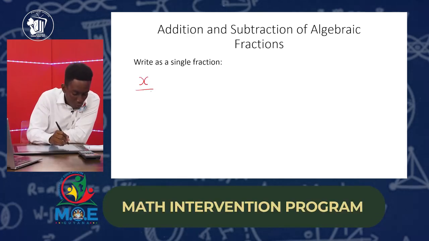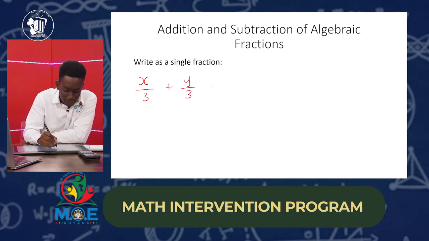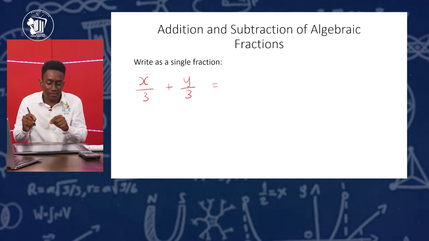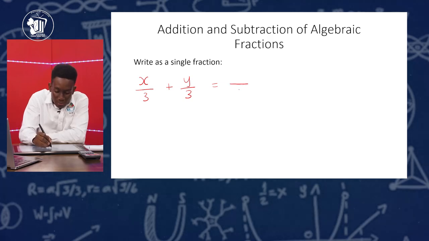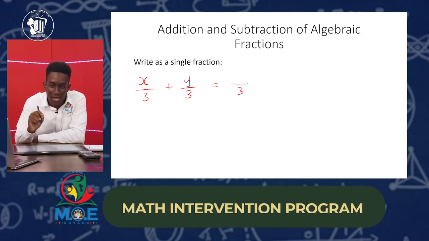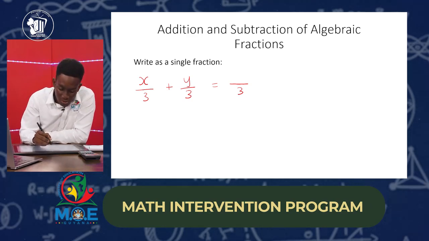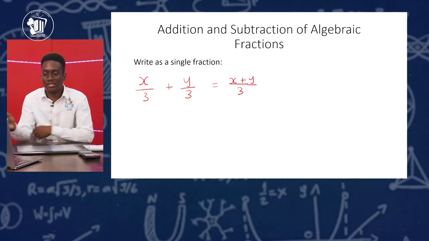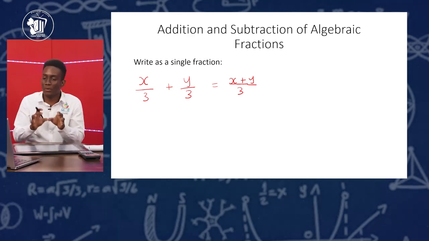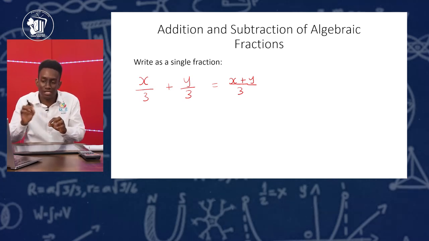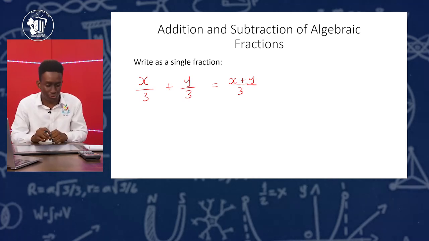So we have x over 3 plus y over 3. In this example, we see the denominators are the same. So all we do is put back the denominator, which is 3, and we add the numerators, which are x plus y. x plus y is simply x plus y; we cannot take it any further. So when we write x over 3 plus y over 3 as a single fraction, it will simply be x plus y all over 3.